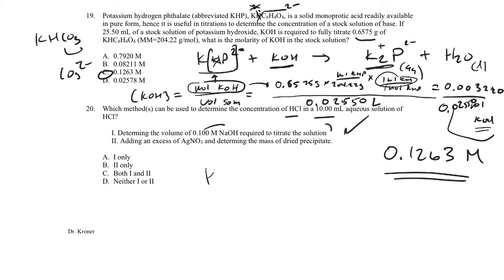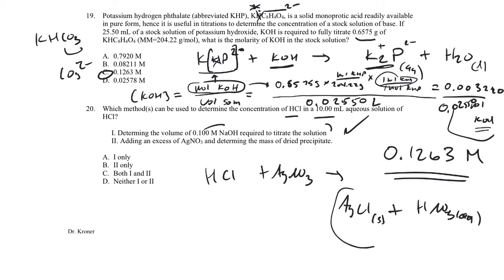This should work because HCl should react with AgNO3 to produce a precipitate, AgCl solid, plus HNO3, which is water soluble and doesn't precipitate. You can take this precipitate, filter it off, so add an excess of silver nitrate, cause the formation of precipitate, and determine the mass of that dried precipitate. So decant the liquid, and then dry it off, so both of these methods should work for determining.